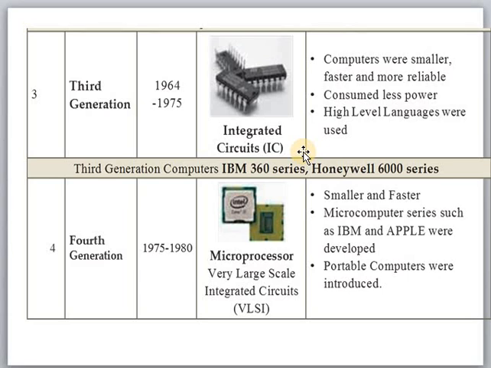The next heading is fourth generation. Fourth generation duration is from 1974 to 1980, just 5 years. Here they started using the microprocessor, very large scale integrated circuit. Compared to the IC, it is larger in size. This very large scale integrated circuit, that is your processor, makes more difference in the computer working.